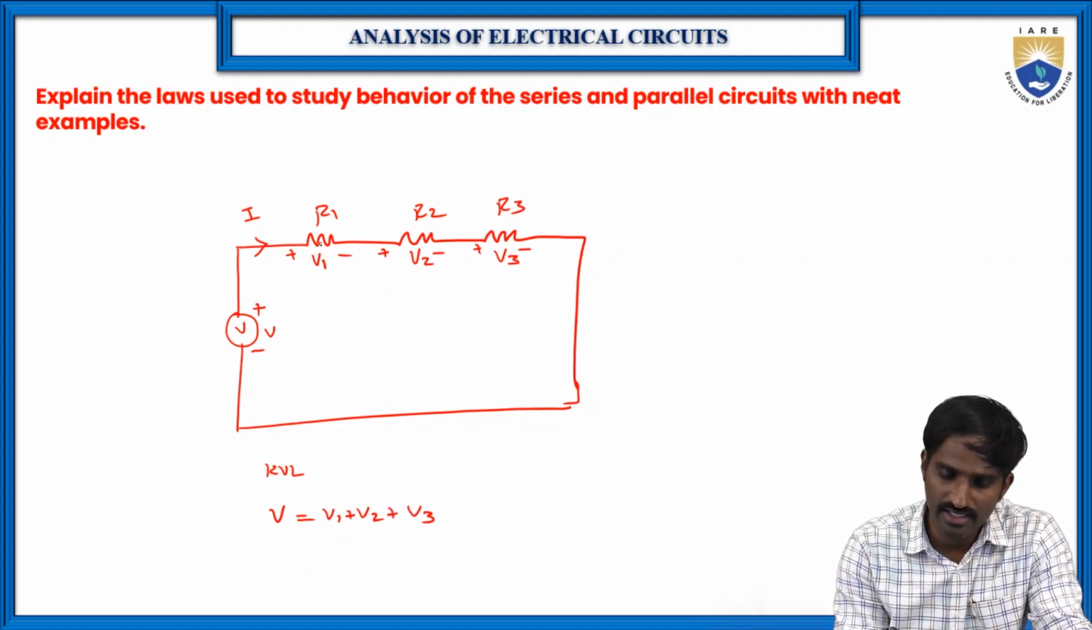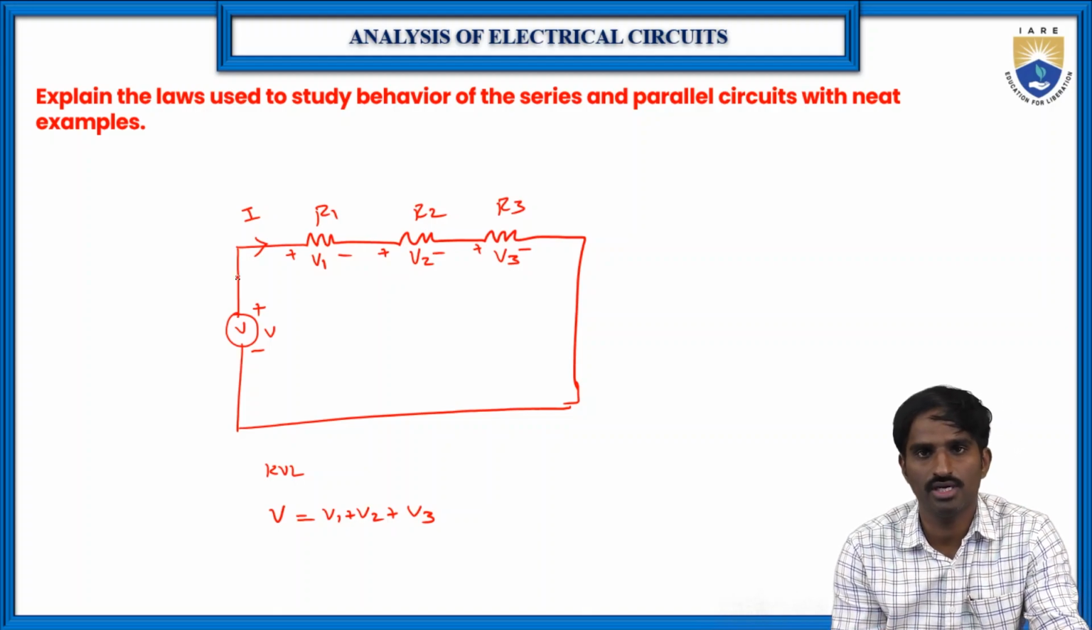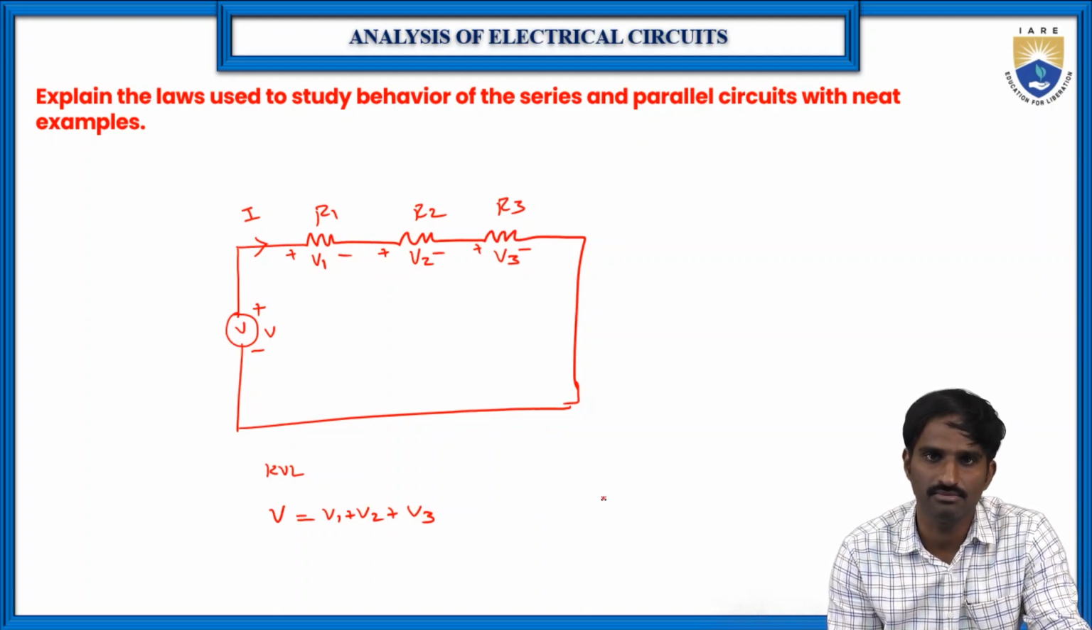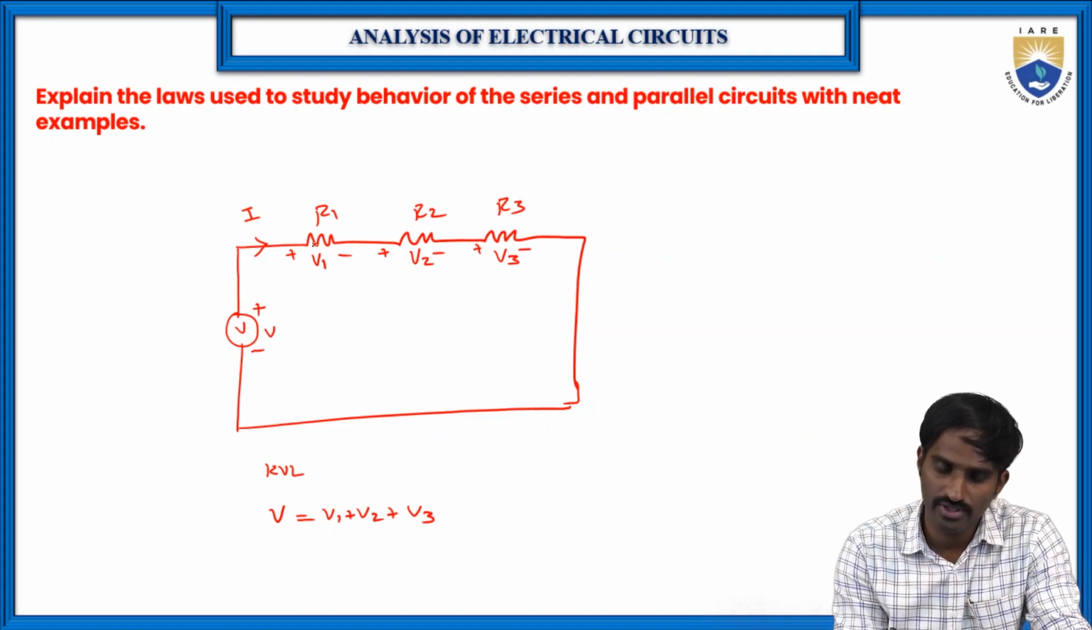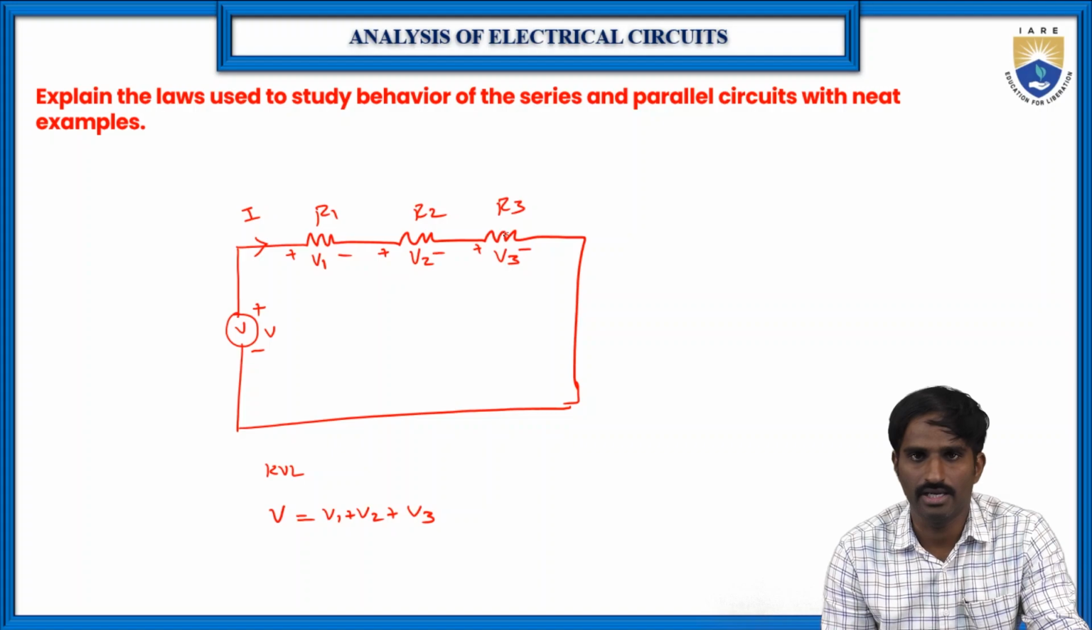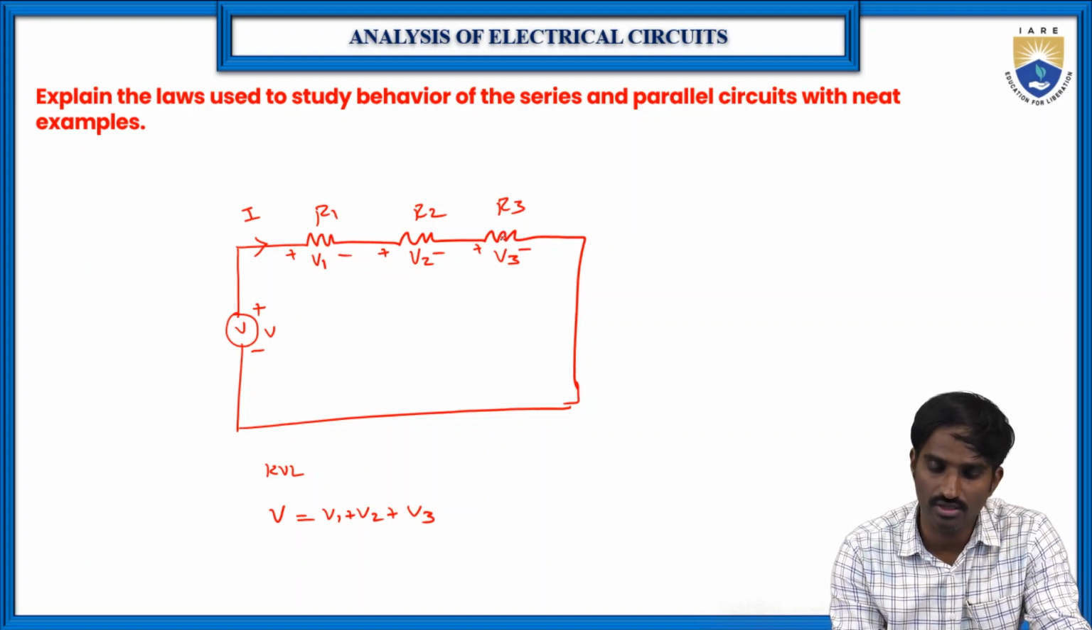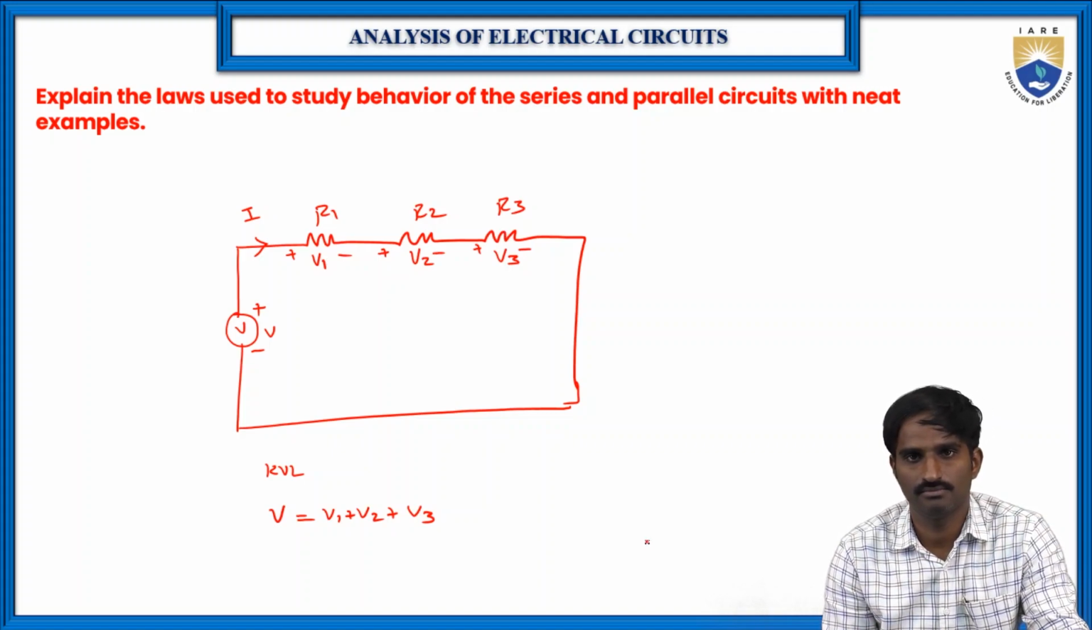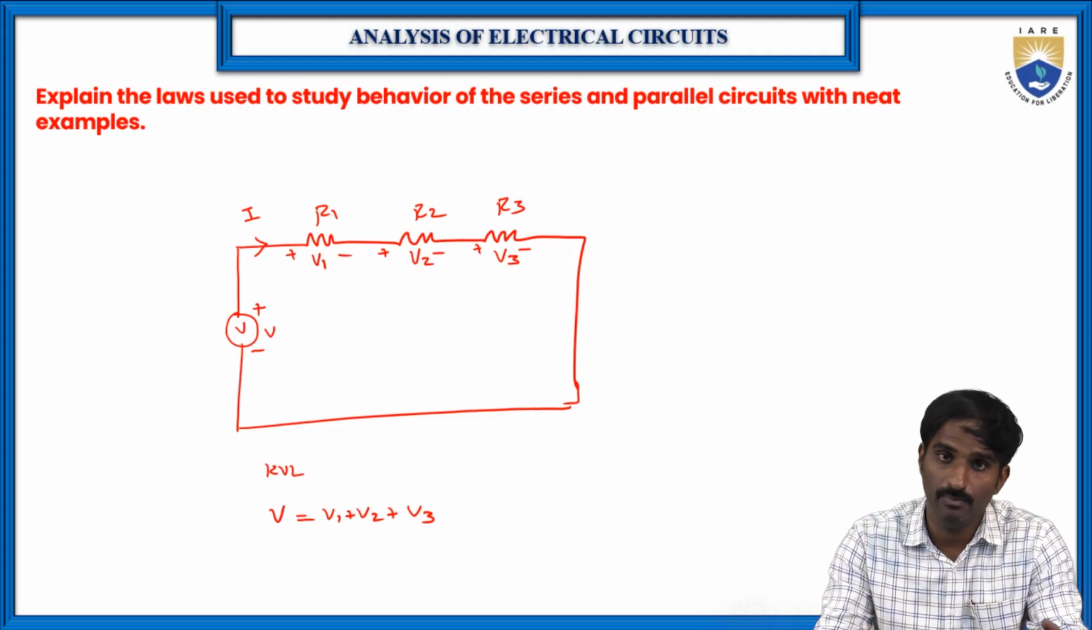And because the elements are connected in series, the current flowing through the series elements is same. So that's why here the current flowing through R1 is equal to I, and R2 is equal to I, and R3 is also I. But the voltage across R1, R2, R3 is different. Now coming to the parallel circuits.